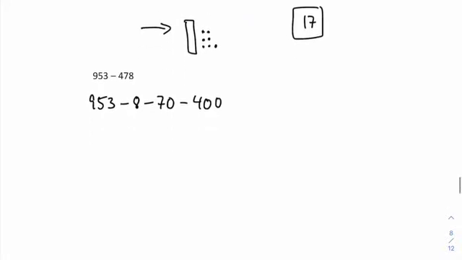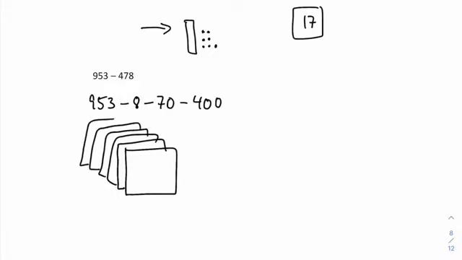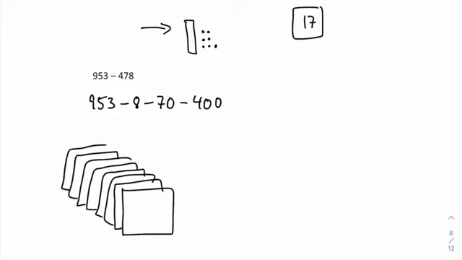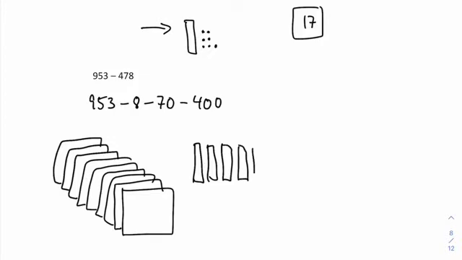Okay, so let's do something similar, 953. So I'm going to have a total of 900s. So there's 1, 2, 3, 4, 5, 6, give myself more space, 7, 8, 9. So you can imagine the 9 100s being right there. And then we have 50, so we have a total of 5 10s. And then we have 3. So there's 953. We want to take away 478. And we'll do it by first taking away 8, then taking away 70, and then taking away 400.